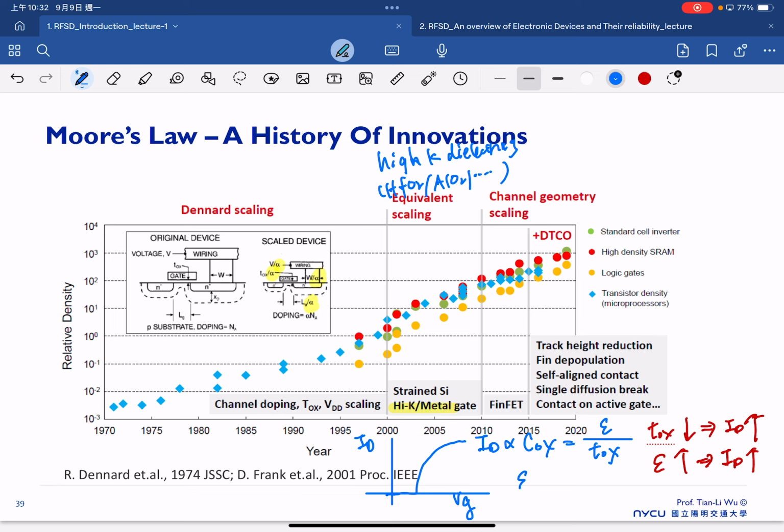Now the conventional silicon dioxide has a dielectric constant of 3.9. Therefore, if we can find a material with a higher dielectric constant than silicon dioxide, we can easily increase our current. For example, hafnium oxide has a dielectric constant around 25. So now you see, we don't do any scaling in the pitch, we don't do channel scaling, and we don't decrease the oxide thickness. We just change the oxide material from silicon dioxide to a high-K material, and then we can easily boost our current density.